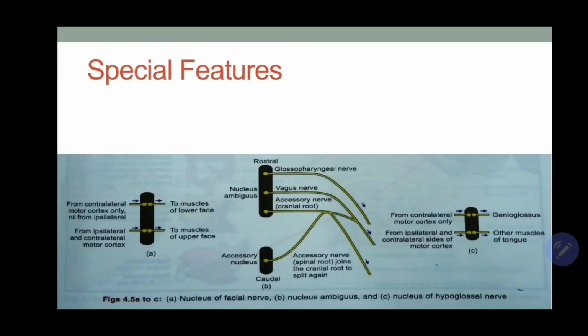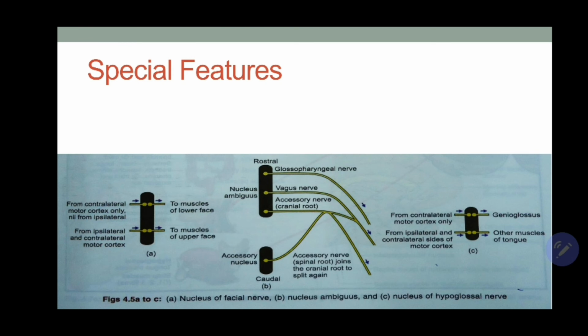Now just about the special features of a few nuclei. Facial nerve nuclei, the peculiarity is about the upper motor neurons. Lower motor neurons are the same, like from the nucleus of the facial nerve, the lower motor neurons reach and supply the muscles on the ipsilateral half of the face. So lower motor neurons are easy, but in upper motor neurons, normally in any nerve, from the cerebral cortex, from the primary motor cortex areas, the upper motor neurons descend, and most of the fibers decussate and reach the opposite nucleus, while few fibers continue to the ipsilateral nucleus.